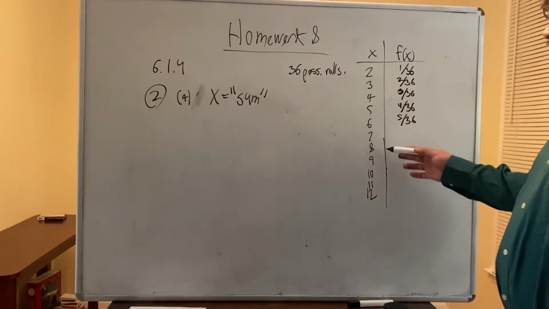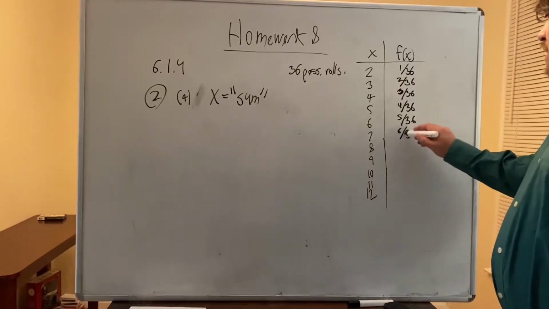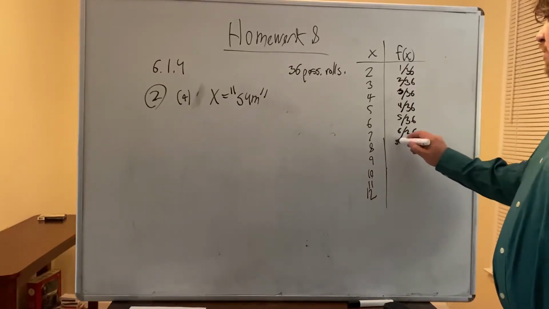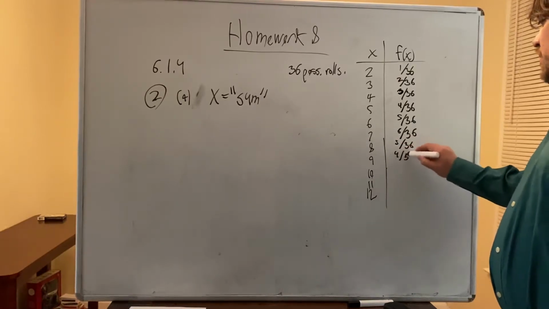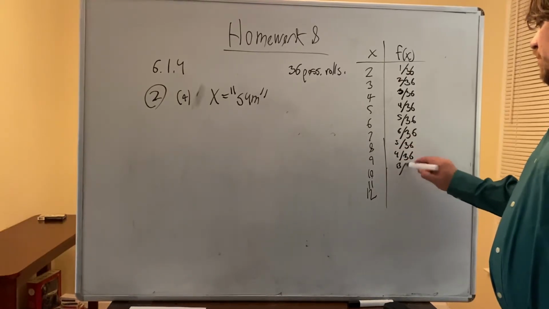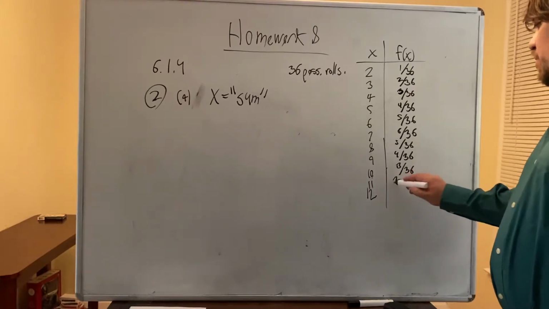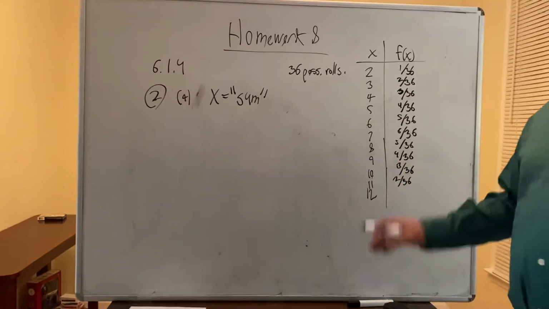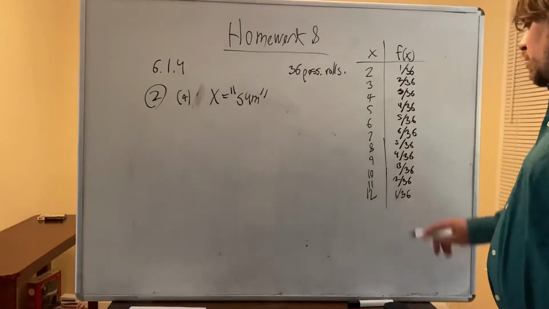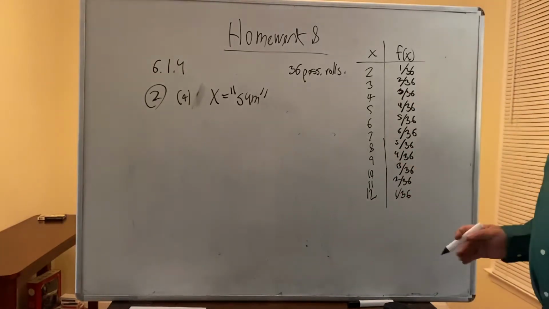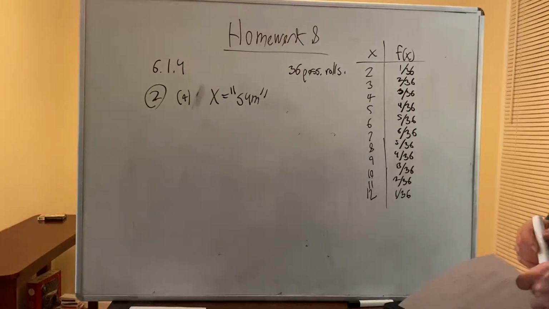7, there's 6 ways. 6 out of 36. 8, there's only 5 out of 36. 9, the probability the sum is 9 is 4 out of 36. The probability the sum is 10 is 3 out of 36. The probability the sum is 11 is 2 out of 36. And the probability the sum is 12, there's only one way, 6 plus 6. That's 1 out of 36 dice rolls. So these are the probabilities that the sum is 2 through 12 when you roll 2 dice.